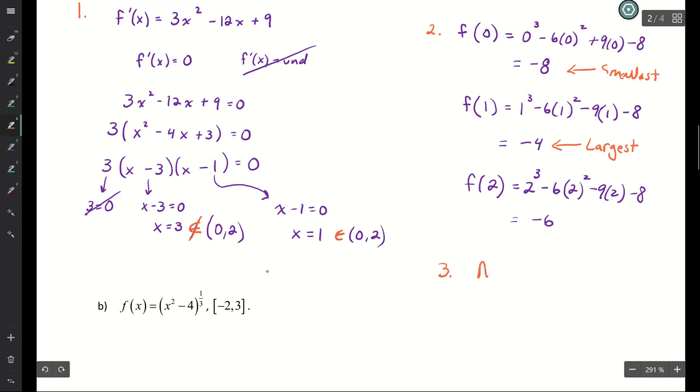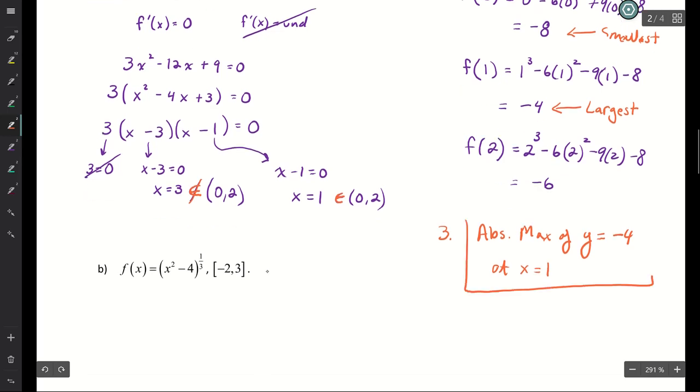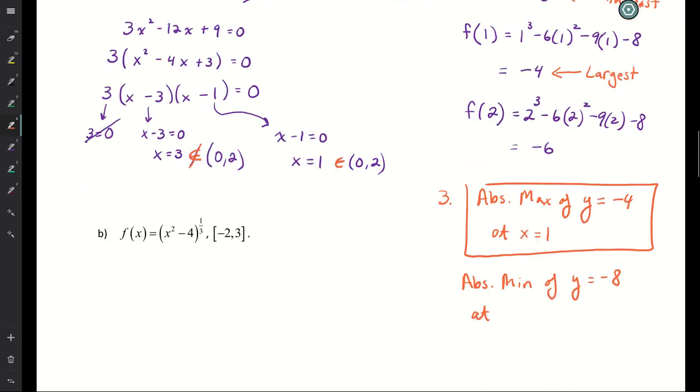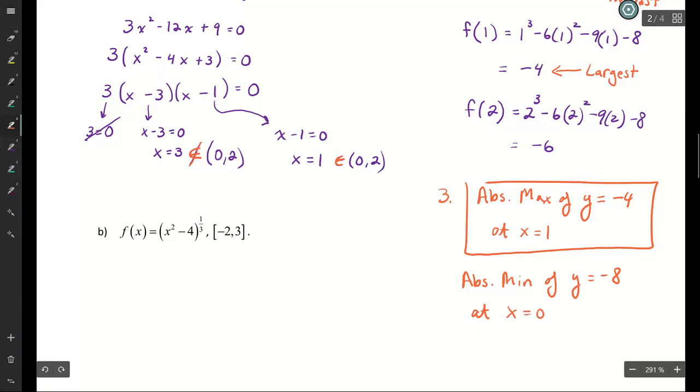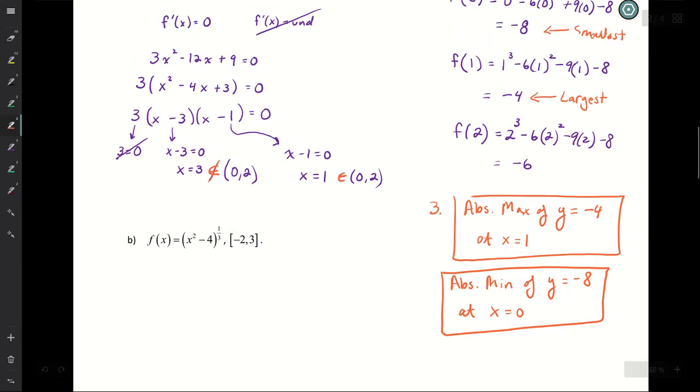So we're going to say we have an absolute max of, and remember it's always a y equals, so y equals -4 at, that occurred at x is 1. So there's one of my answers. And then we have an absolute min of y equals -8 at, and that one we got from an endpoint we evaluated at x equals 0. Okay, so we've got the statement of our answers there in the last step.